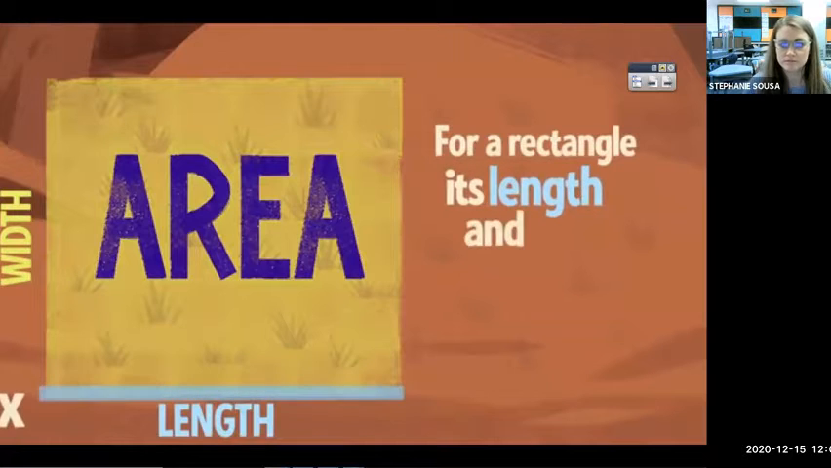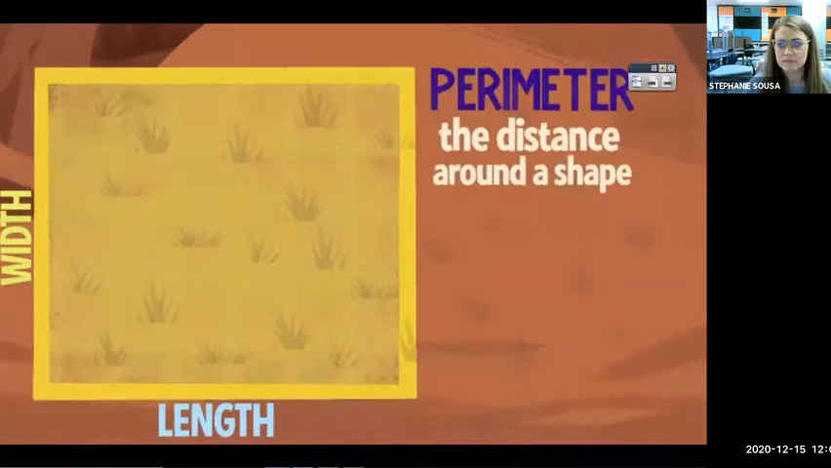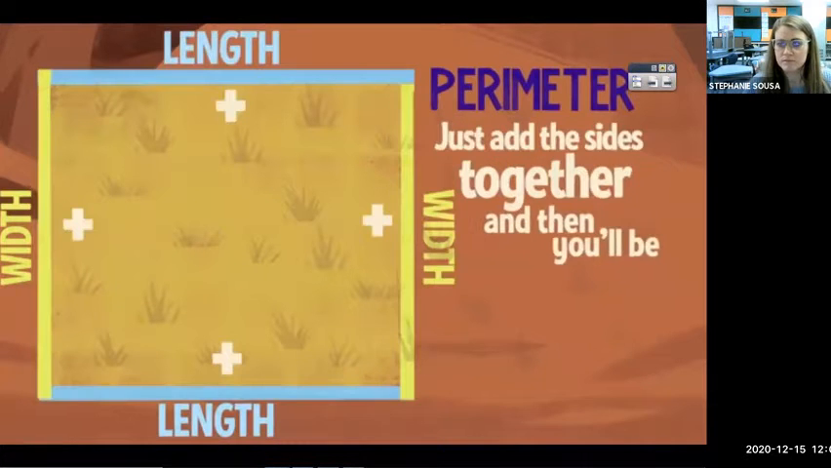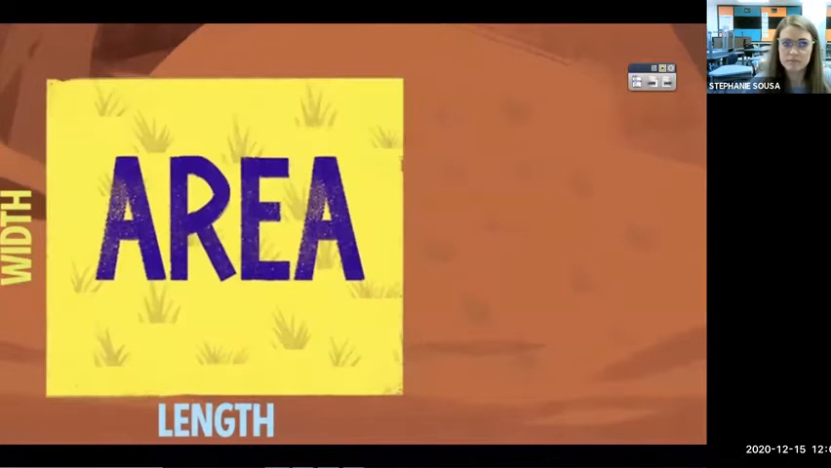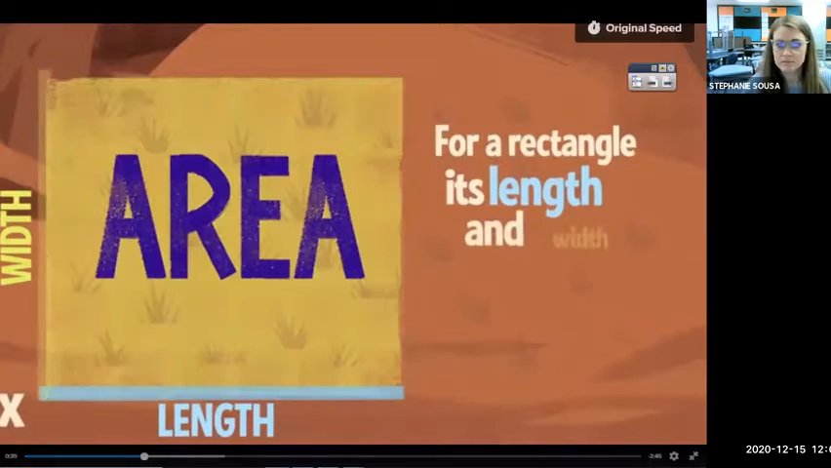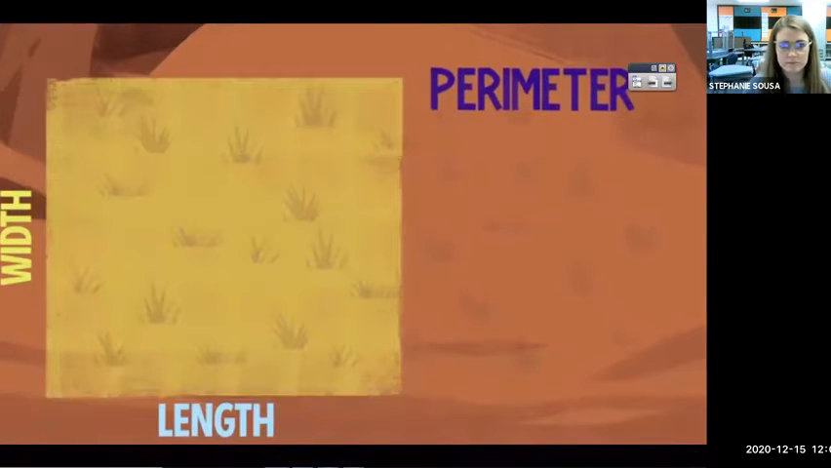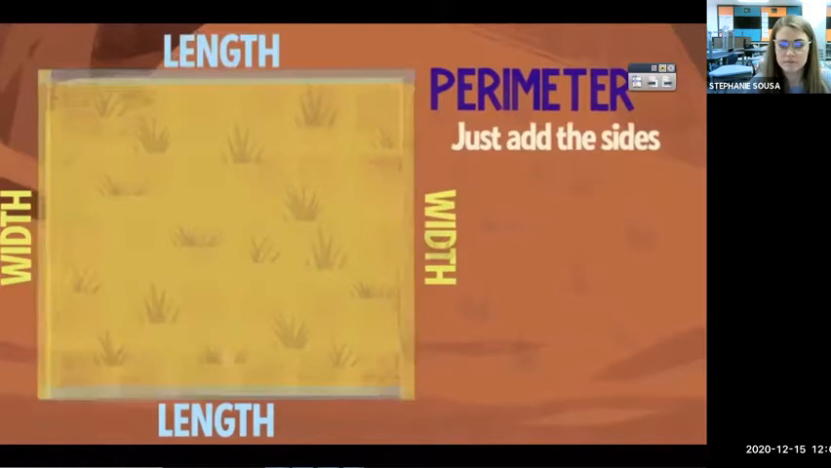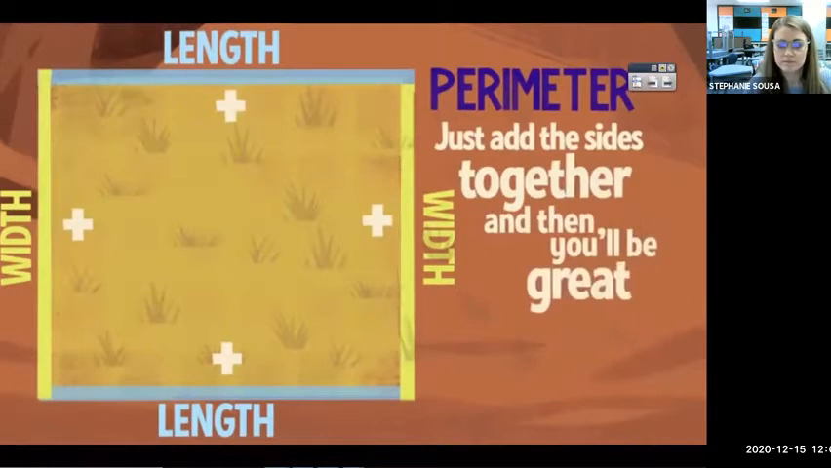For a rectangle, its length and width are multiplied. And perimeter, the distance around a shape. Just add the sides together and then you'll be great with the area. That's the space inside. For a rectangle, its length and width are multiplied. And perimeter, the distance around a shape. Just add the sides together and then you'll be great.